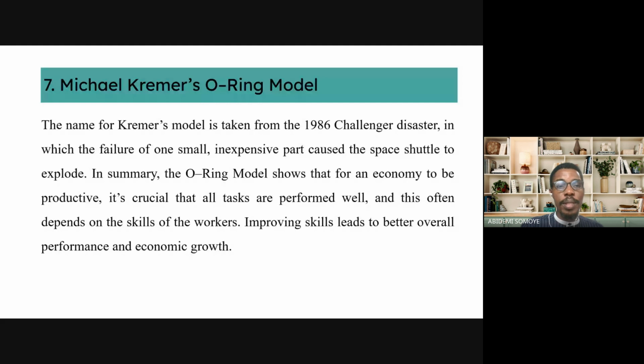And the last one is Michael Kremer's O-ring model. The name of Kremer's model is taken from the 1986 Challenger disaster, in which the failure of one small, inexpensive part caused the space shuttle to explode. In summary, the O-ring model shows that for an economy to be productive, it's crucial that all tasks are performed well, and this often depends on the skills of the workers. Improving skills leads to better overall performance and economic growth.